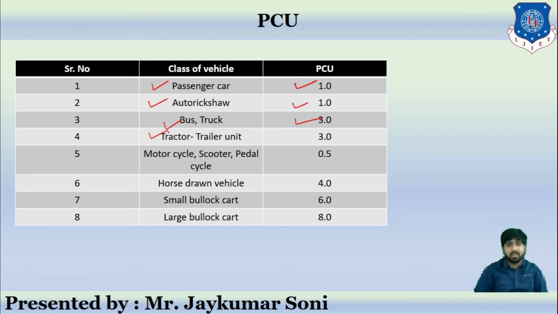If it is tractor and trailer unit both combined, it will be 3. If motorcycle, scooter and pedal cycle is there, it would be half of the car, so it will be 0.5 PCU factor. If it is horse-drawn vehicle, it will be 4 because it consumes larger space and inconvenience also is larger as compared to car. Then small bullock cart is there, it will be 6 and large bullock cart will consume 8.